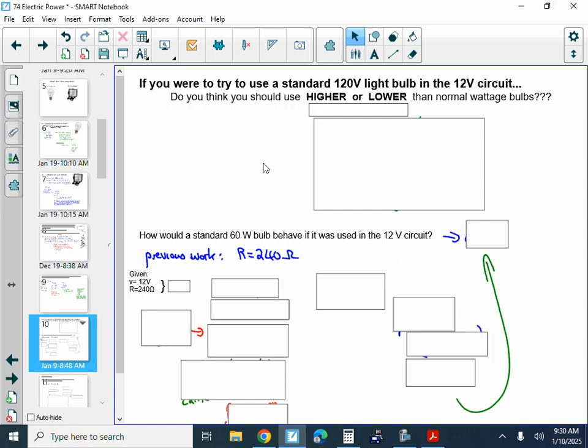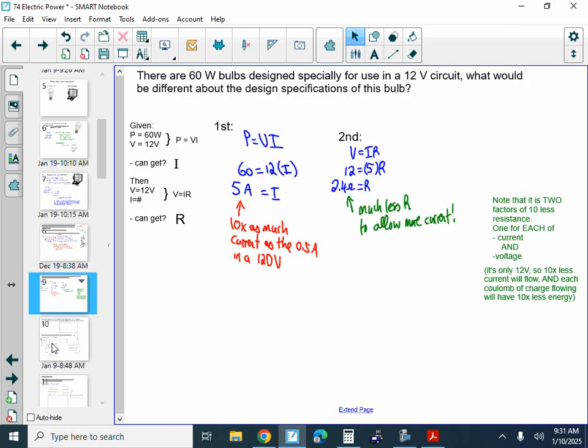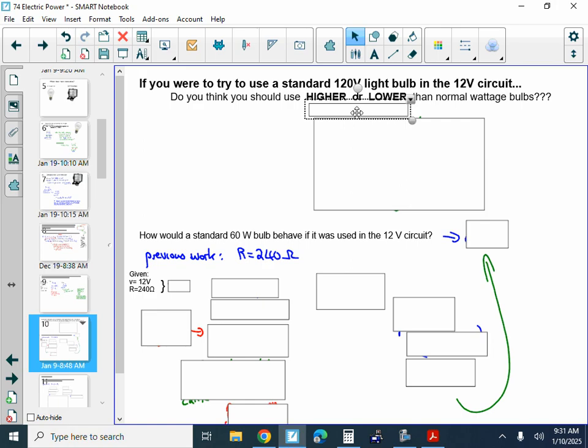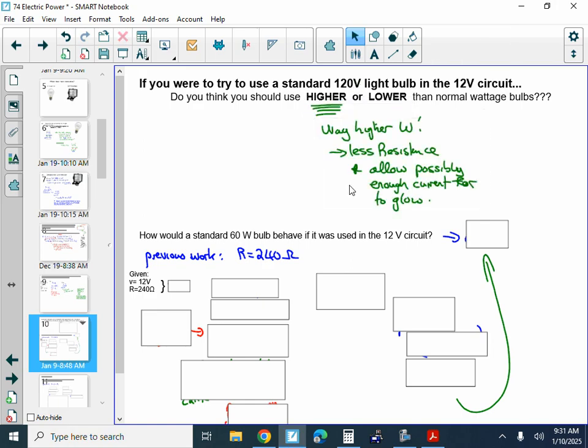So if you were to try to use a standard 120 volt, so you just plug in a regular bulb at the cottage you've got wired up, what would happen? If you want to use a regular bulb from the hardware store, you would need one that has lower resistance, obviously, right, to have a chance of it working at all. And so you would want to grab the highest wattage bulb you can find, right? So if you find a 300-watt household floodlight, it might work like a regular 40-watt bulb or something, the way the math would work out, right?